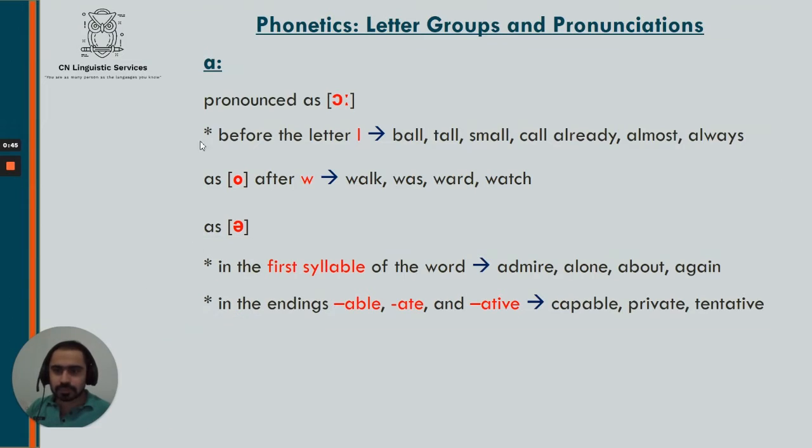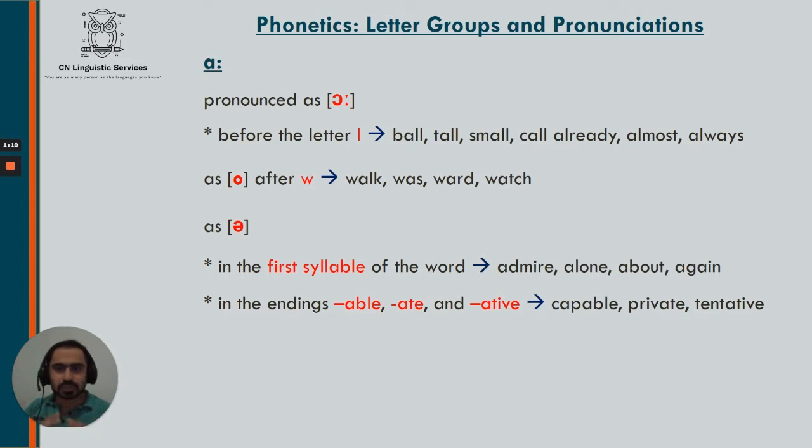So let's see how we pronounce them in words. Let's get started with the first one, which is A. A has 6 different pronunciations in English, but all of them have a specific rule that you need to follow to understand when you pronounce it like that.